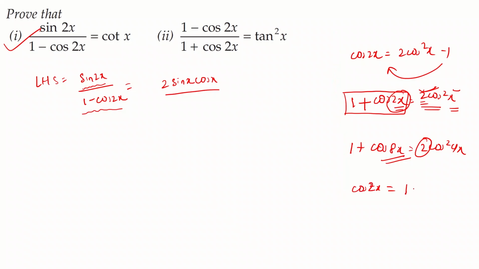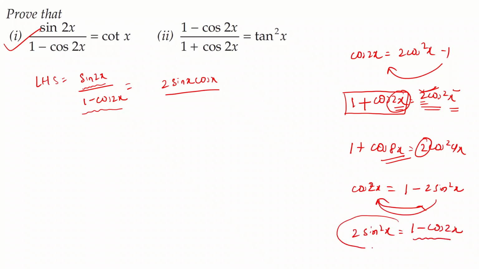Okay, now let's take the other formula for cos 2x. Cos 2x is 1 minus 2 sine square x. This is also known to us, we have just now discussed. Now what if you take cos 2x to this side and sine square to this side? We'll have 2 sine square x is equal to 1 minus cos 2x. So see, 1 minus cos also gives you something. So 1 plus cos and 1 minus cos both give you something. 1 minus cos gives you 2 sine square and half the angle. 1 plus cos gives you 2 cos square and half the angle.